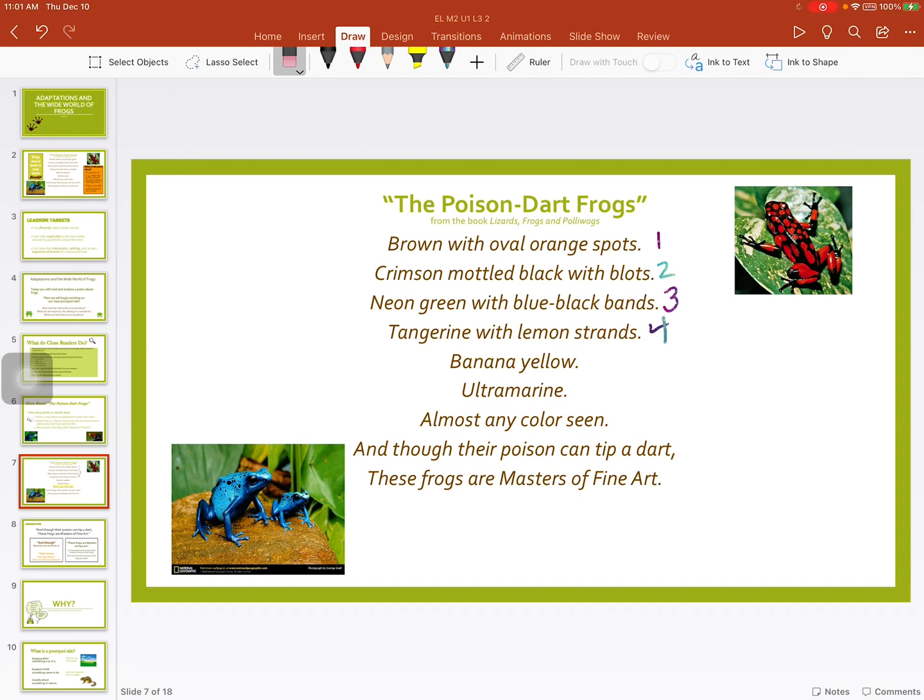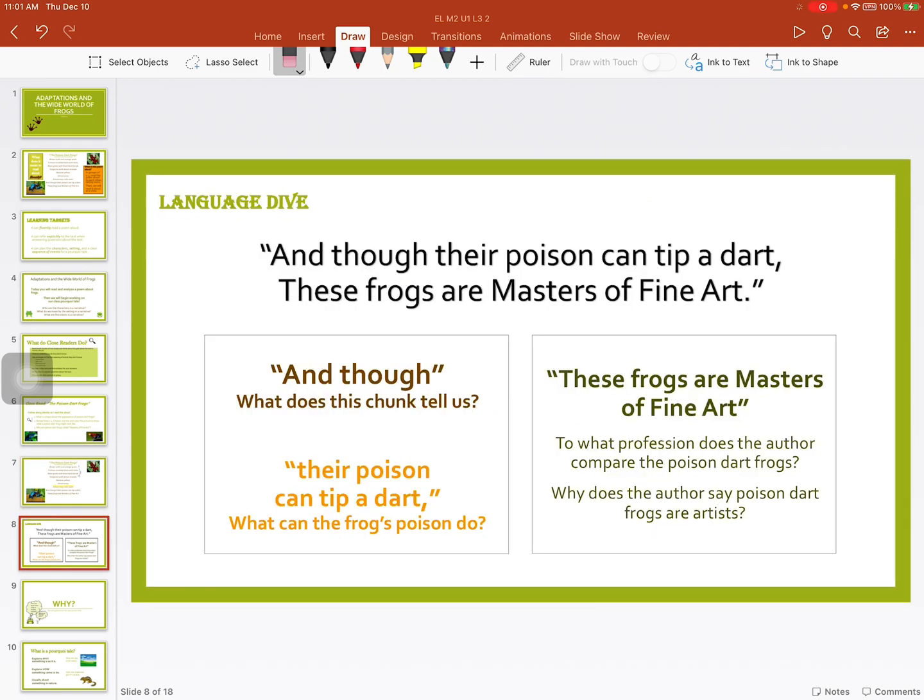Then you're going to go on page 9 and sketch poison on the tip of a dart. Ooh. All right, now we're going to move on. And though their poison can tip a dart, these frogs are masters of fine art. And though, what does this chunk tell us? Right, there's more to the poisoned dart frog. Their poison can tip a dart. What can the frog's poison do?